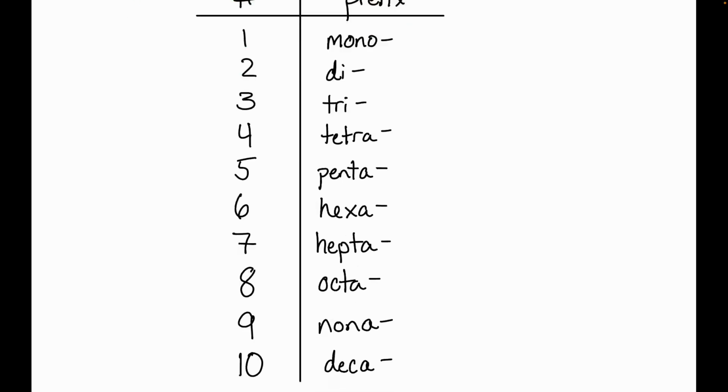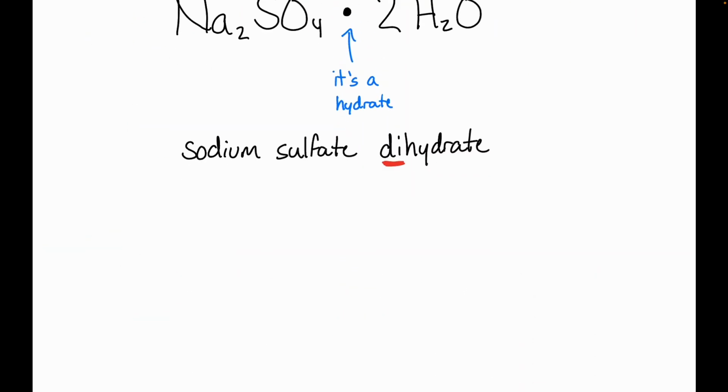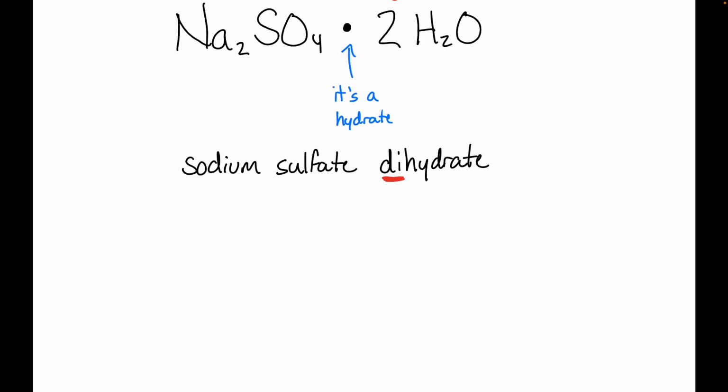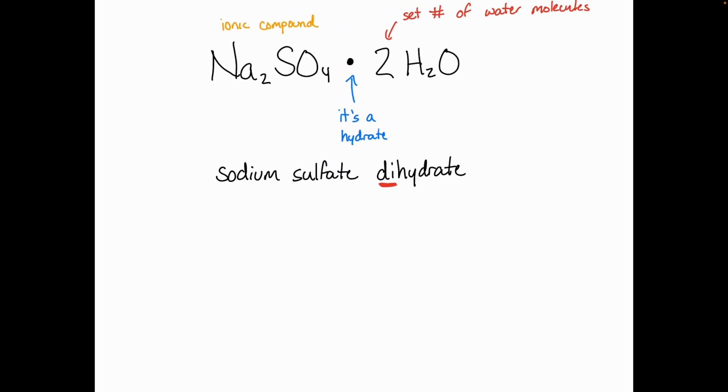All right, so let's try another one here. I'm going to give you the formula. You're going to name it for me. Okay, we'll leave this example up here. This one is LiF·6H2O.